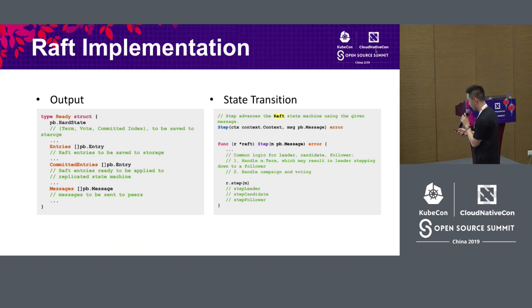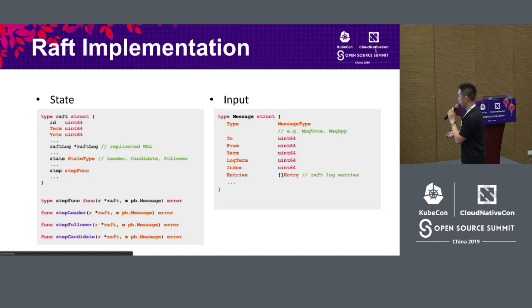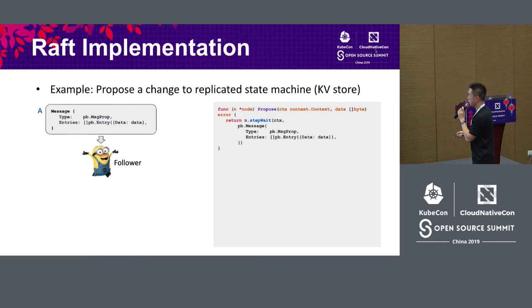Now let's go to an example. Now, let's say we want to propose a change to the KV store, right? Remember, let's quickly go back to these slides. When a client requests to execute a command, for example, a read command or a write command to the key value store, it's going to propose a change to Raft. So this is the example we're going to talk about.